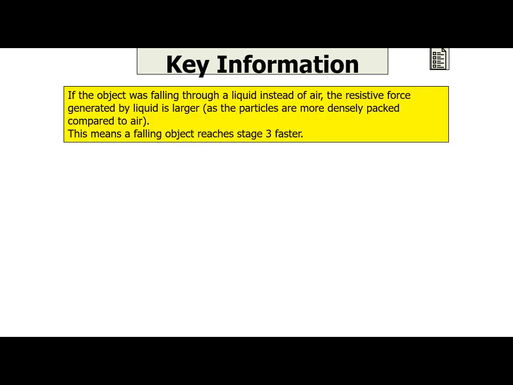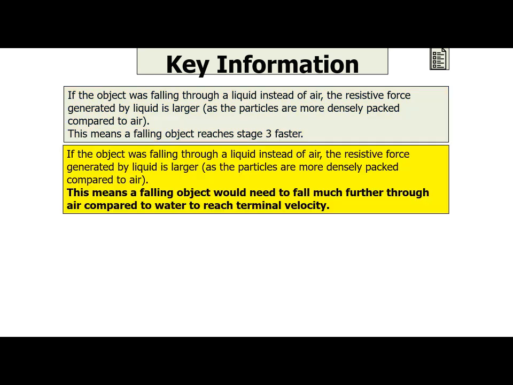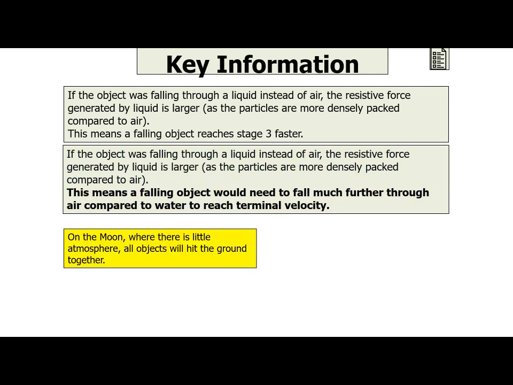Now, if the object was falling through a liquid instead of air, the resistive force generated by a liquid is larger, as the particles are more densely packed compared to air. So this means a falling object reaches stage 3 faster. This means that the falling object would need to fall much further through the air compared to water to reach terminal velocity. So on the moon, where there's little atmosphere, all objects will hit the ground together.